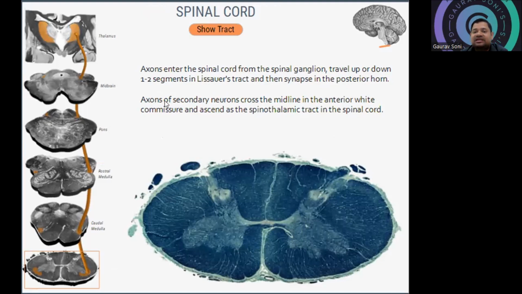As we have seen in the previous slide, axons of secondary neurons cross the midline in the anterior white commissure and ascend as the spinothalamic tract in the spinal cord. Now you can see the tract. Again, you can recall this is the spinal ganglion. Then it will move in the Lissauer tract, one or two spinal cord levels up or down. Then it will synapse, cross the cord, and go forward as the spinothalamic tract. This will happen in the spinal cord region.